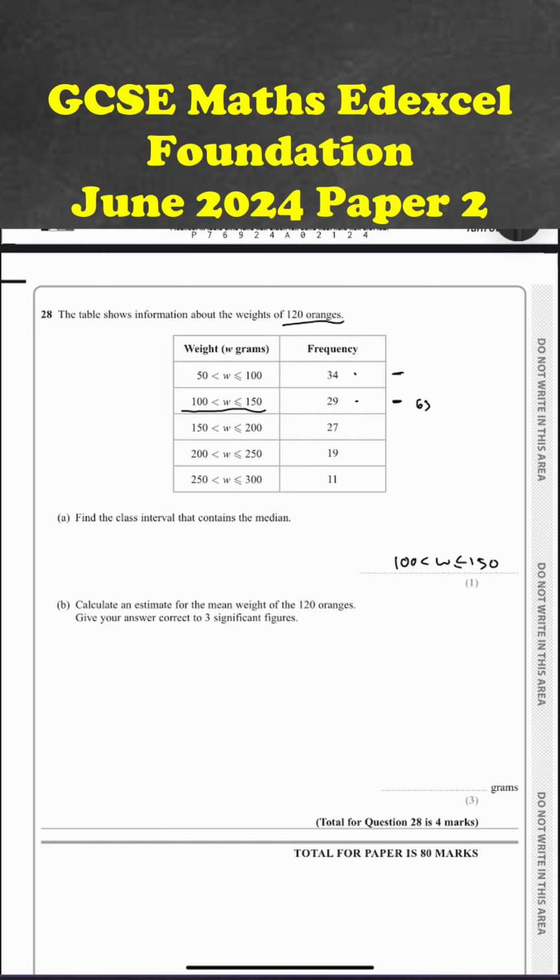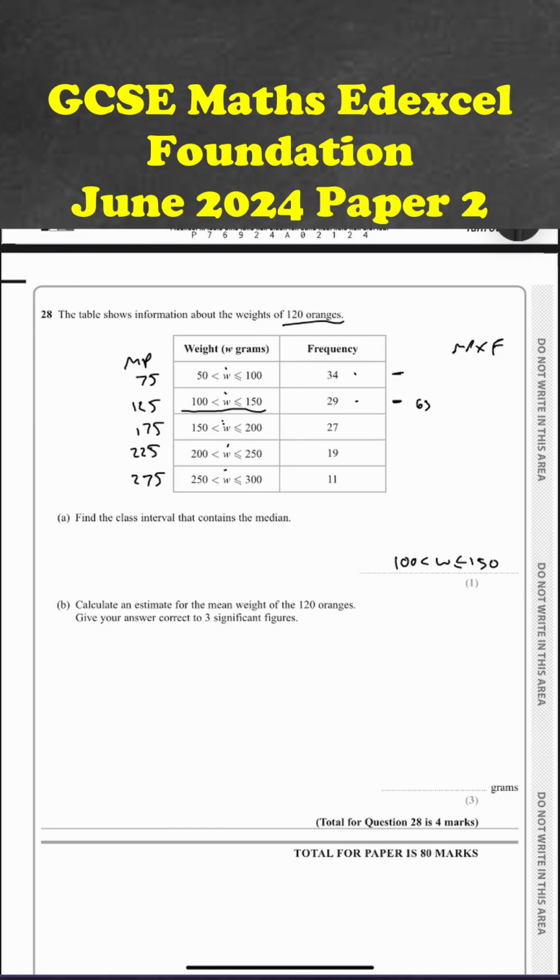And part B, calculate an estimate for the mean weight of the 120 oranges. Give your answers correct to 3 significant figures. To do this, we're going to take the midpoint of each of these class intervals and multiply it by the frequency. So I'll put midpoint here: 75, 125, 175, 225, and 275. And then midpoint times frequency. Do this on my calculator.